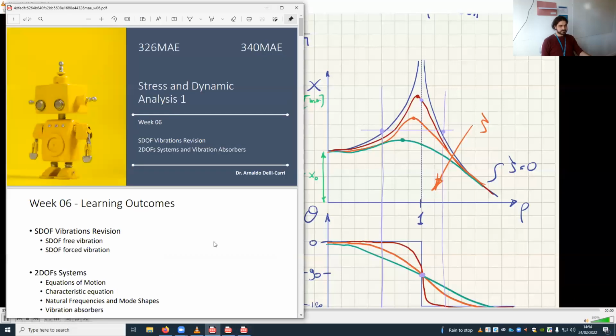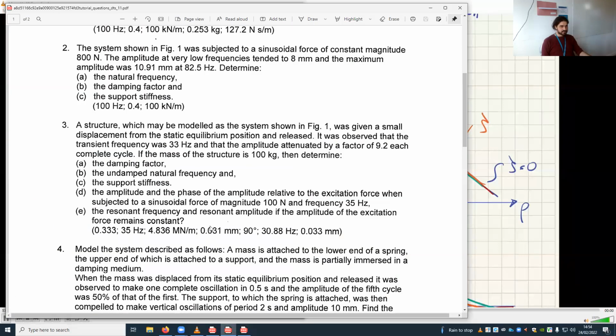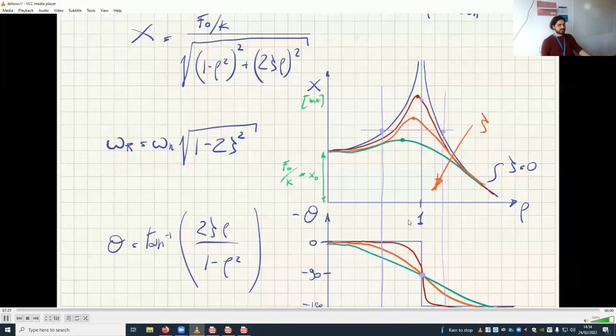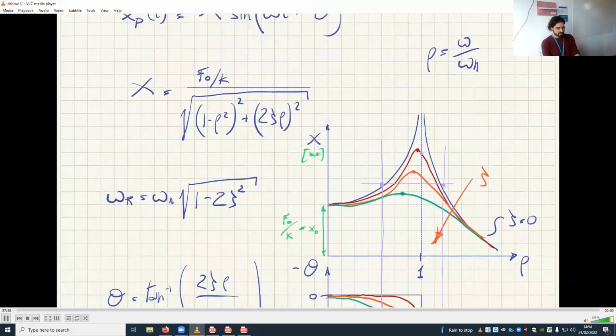And finally, what is the resonant frequency and resonant amplitude if the amplitude of excitation remains constant? So that means what is basically omega r. Once you know omega n and zeta, you can find omega r. And what is the amplitude at omega r? You just find rho r, which is omega r over omega n. You place it here. Everything else is given. You find the amplitude. Easy.